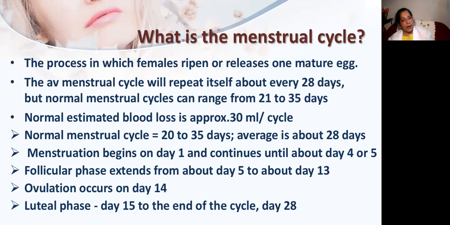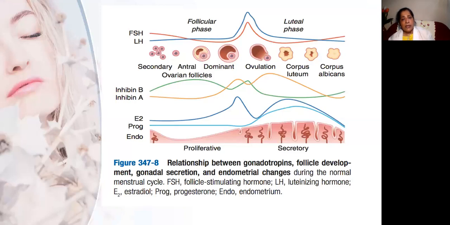Menstruation begins on day 1 and continues until about day 4 or 5. Follicular phase extends from day 5 to day 13. Ovulation occurs on day 14 and the luteal phase from 15th to 28th day. So here you can see levels of FSH, LH, estrogen and progesterone, which are responsible for the proliferative and secretory phases of the endometrium and subsequent menstruation. This is the menstrual cycle, the relationship between gonadotrophins, follicular development, gonadal secretion, and endometrial changes.